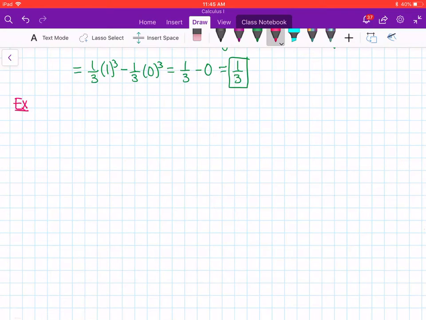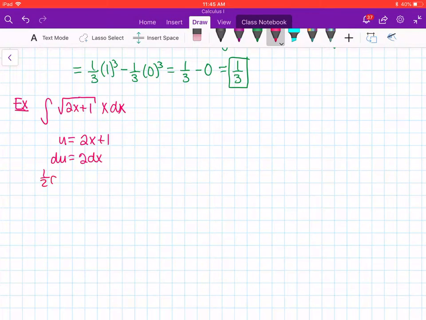Okay, so next example here is the integral of the square root of 2x plus 1 times x dx. We see a square root. Typically, what's underneath the square root is what we let u equal. And we find the differential, so it's 2 dx. We don't have that in our integrand, so we're going to divide by 2 on both sides. And there we go. So let's do the substitution.